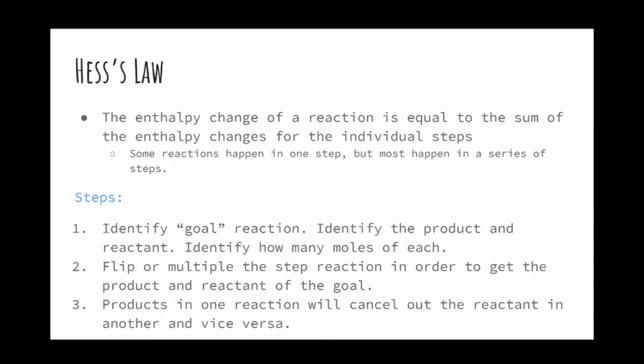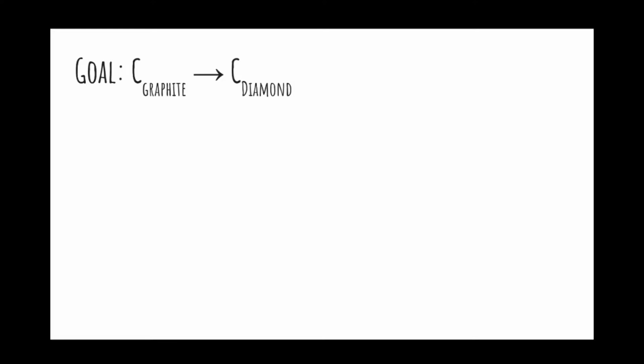Now this might not make sense right now, so we're going to look at an example problem that hopefully will become more clear. So here's my goal reaction. I want to turn graphite into diamond. So C of graphite is C of diamond.